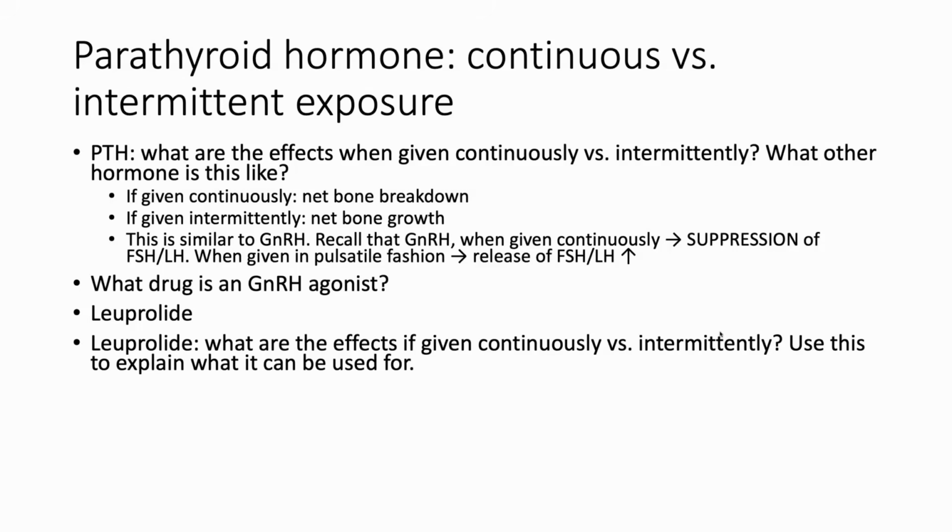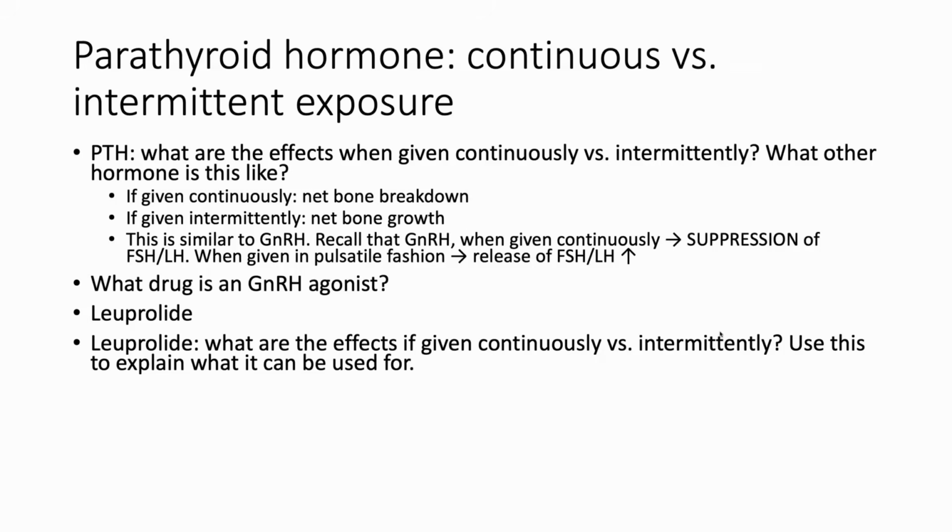There are testosterone-dependent prostate cancers. If I were to give continuous levels of leuprolide, I could cause suppression of FSH and LH, which would cause suppression of testosterone release. What effect would that have on the cancer? It wouldn't have a supply for growth. Yeah, it could cause apoptosis of the cells because you're removing the growth factor.